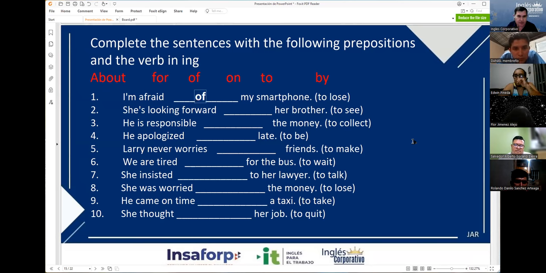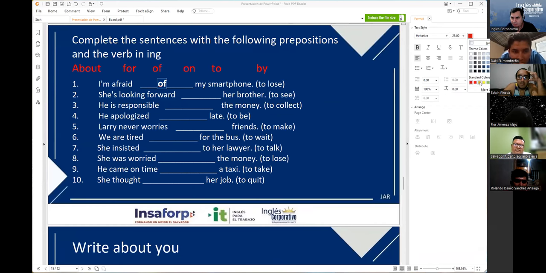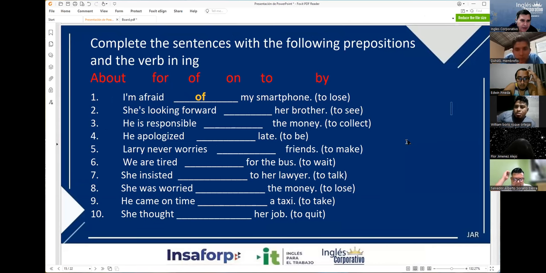Cambiemos color. Okay. Let's use white. I'm afraid of my smart of what? Losing. I'm afraid of losing my smartphone.